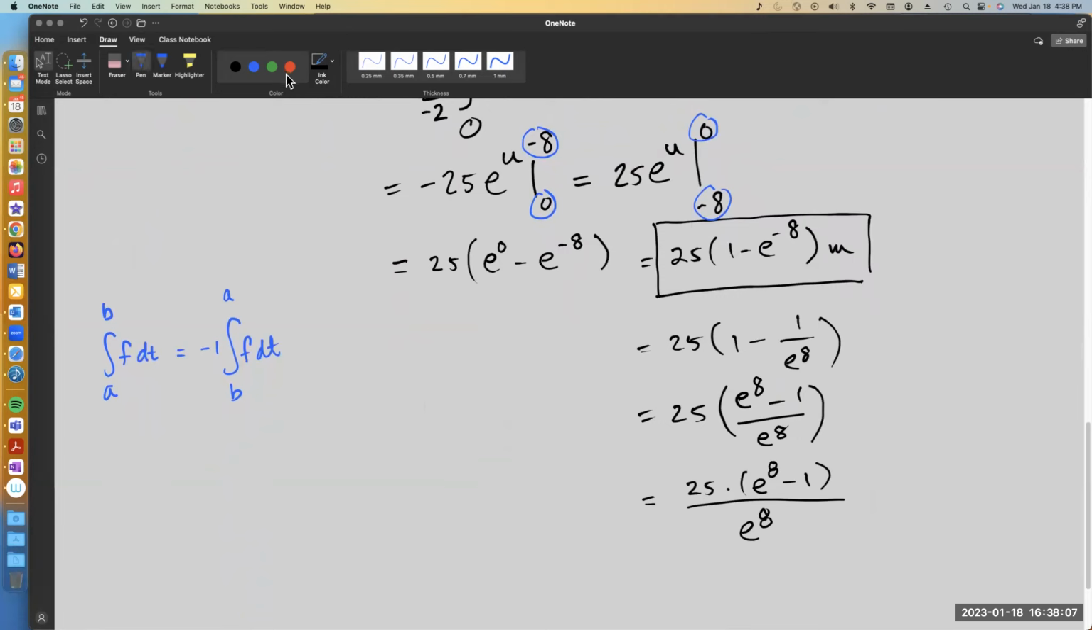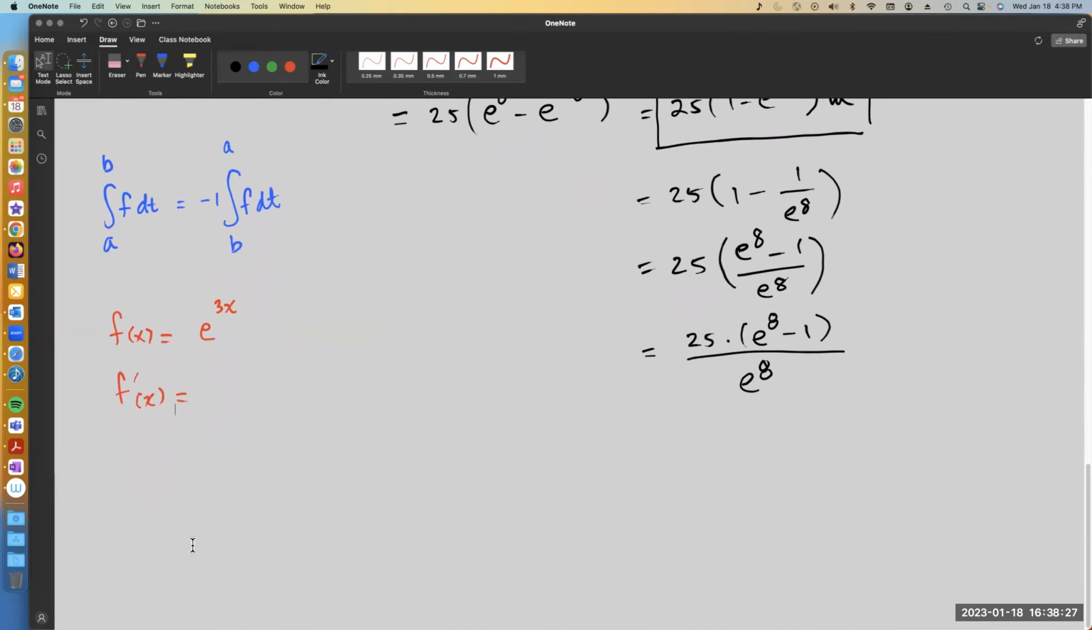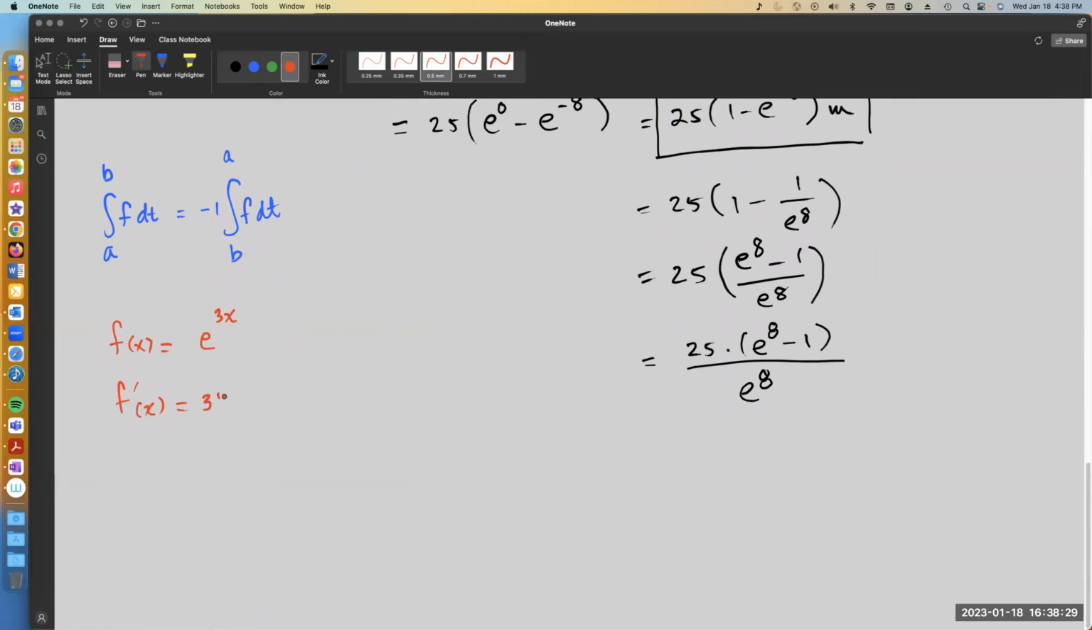So here's what I want you to notice. Somebody tell me this. If you have a function, let's suppose you have f of x equals e to the 3x, can you tell me what its derivative is? 3e to the 3x. Perfect. So what you did was use the chain rule, which says the derivative of an exponential is itself multiplied by the derivative of the exponent.